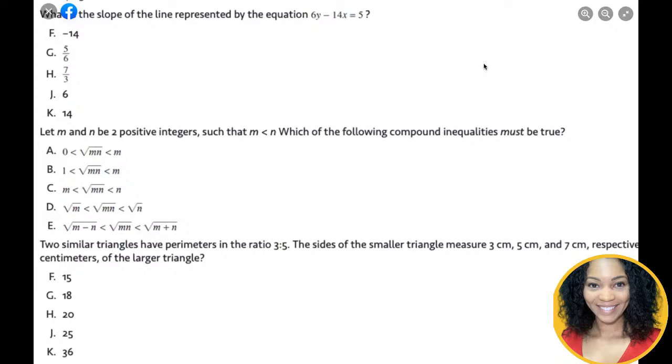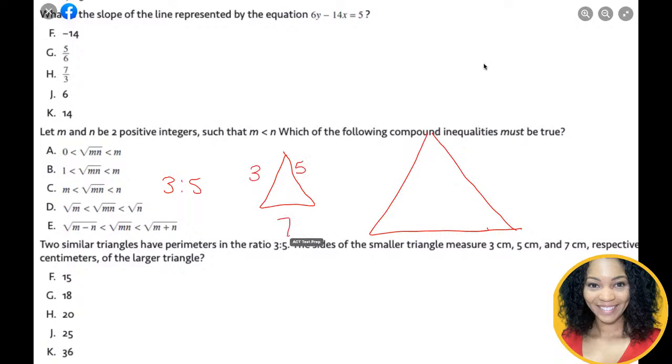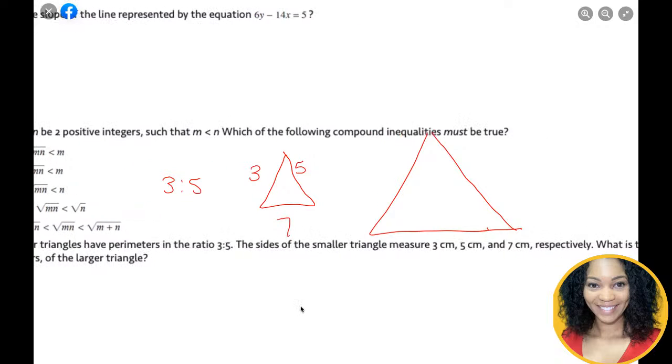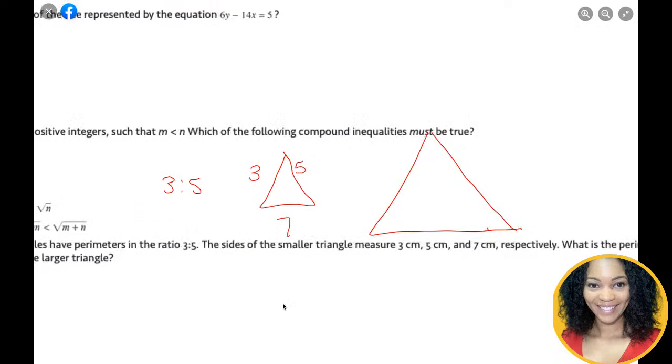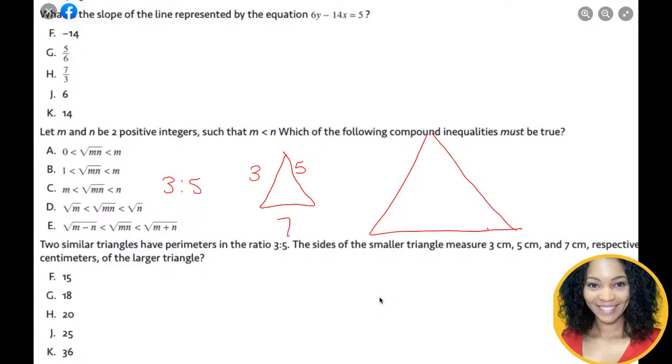So once again, two similar triangles. So we know that they are proportional. One's smaller, one's bigger. And the ratio is 3 to 5. Then the sides of the smaller triangle are 3, 5, and 7. What is the perimeter in centimeters of the larger triangle? So perimeter is adding up all 3 sides. So what's the perimeter of the smaller triangle?